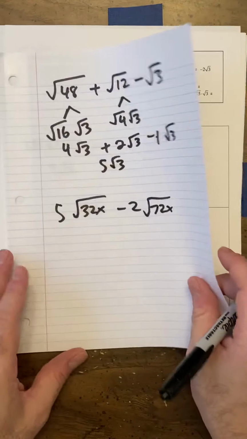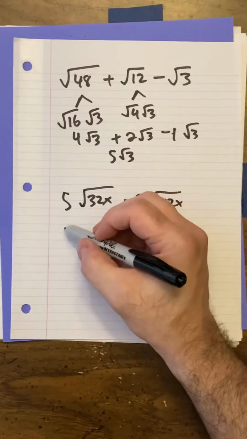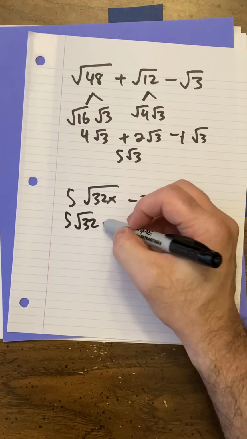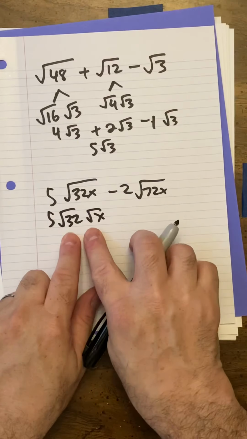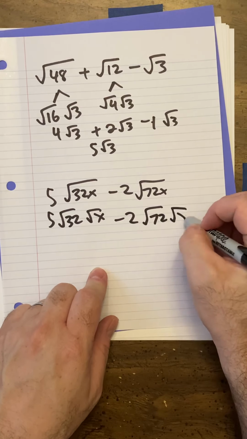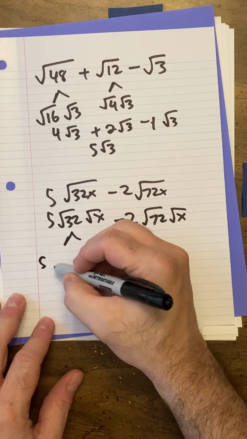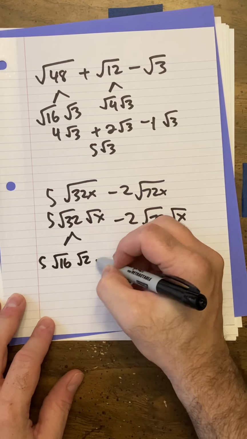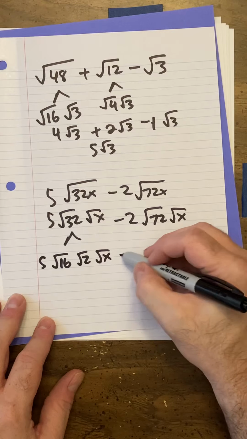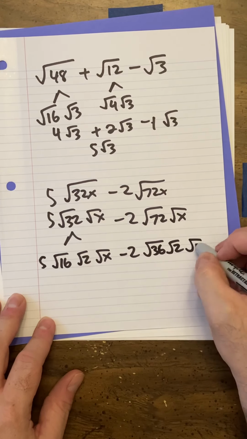I wrote it out over here so you can see it a little better. That 32, I'm going to put in its own radical, and that 72, I'm going to put in its own radical. Then we're going to simplify that radical. 32, we can break that into rad 16 rad 2. And rad 72, we could break that into rad 36 and rad 2.